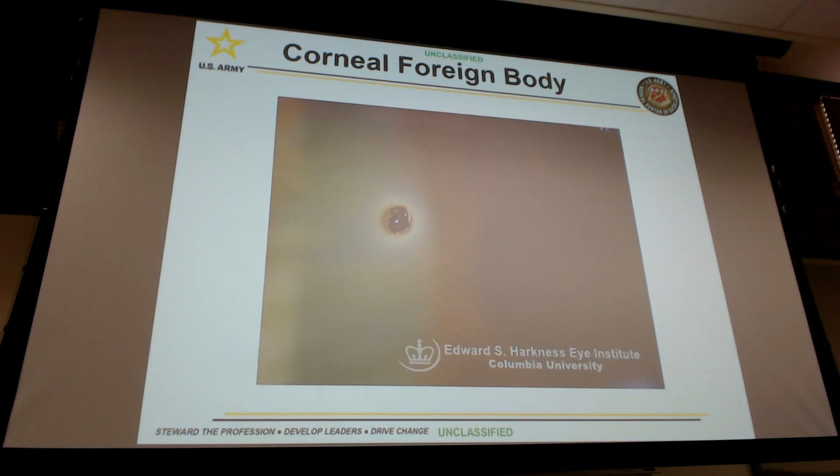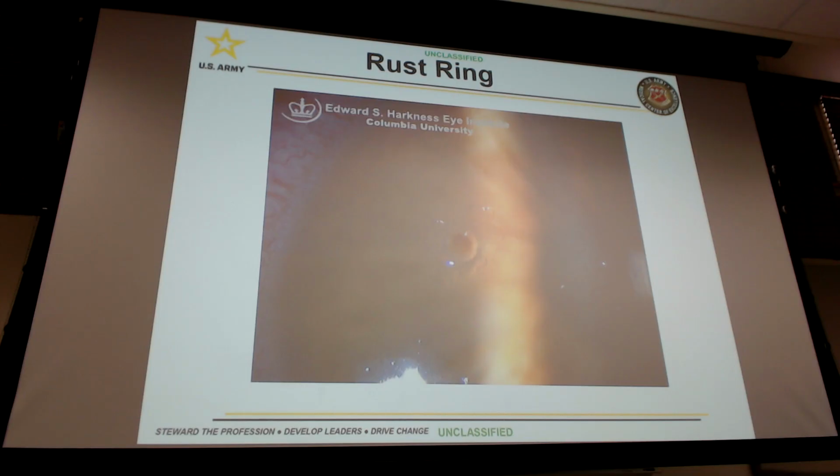Again, that shouldn't be there. Okay? So this is metal. This is a metal fleck or metal piece, either from grinding or working on a car or something. Some piece of metal fell in this patient's eye. When we remove that, they'll have what's called a rust ring. Not ideal, but also not a terrible thing.